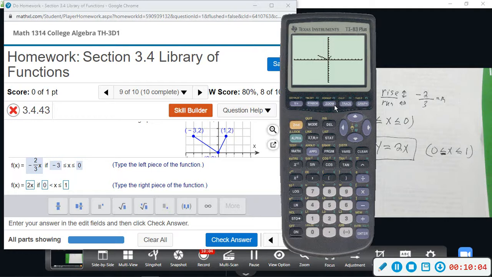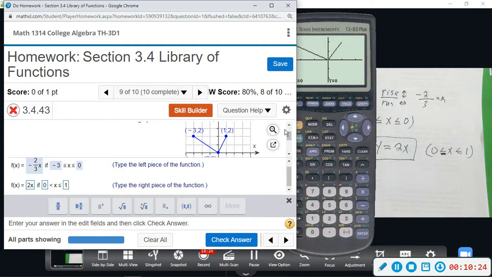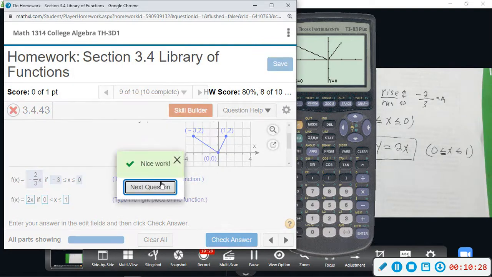Now I'm going to zoom in a little bit. Zoom, option number 2. And then you see that better picture of your graph. So you can restrict it as well if you have a graphing calculator. You don't have to, but it's something that I thought would be neat for you to learn how to do. So anyway, this is our second equation. We're going to check it, and it's good.